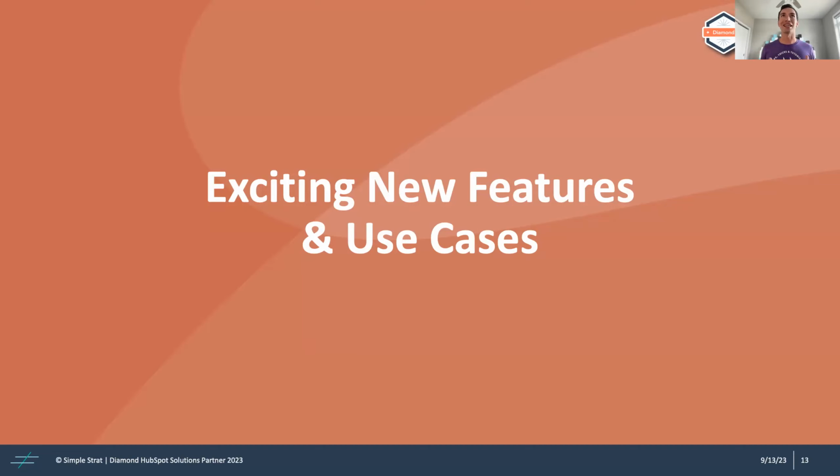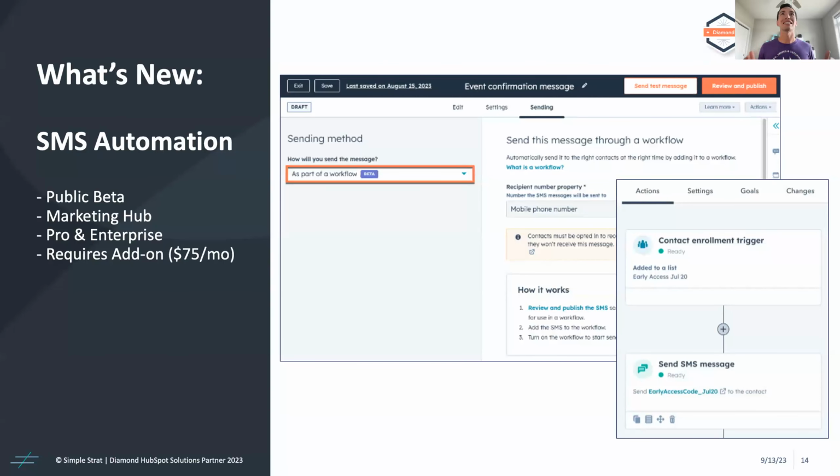So the real exciting stuff, the things that are actually new and how to use them. Some of the things that I'm going to talk about, honestly, didn't even get a whole lot of attention on the Inbound stage, but I think they're really, really exciting in terms of what they can make possible for your company today. So let's walk through these. The first one is that SMS automation.